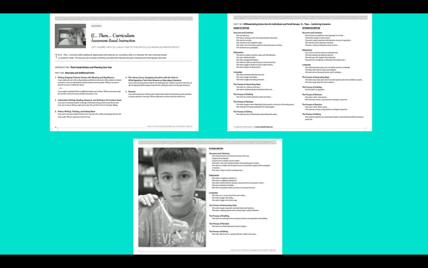Page 10 lays out 5 alternate or additional units third grade teachers may want to use before, after, or in between the core curriculum 4 units of study. Take a look at pages 11 and 12. This same book also offers conferring scenarios that can help teachers plan for individual conferences and small group instruction.